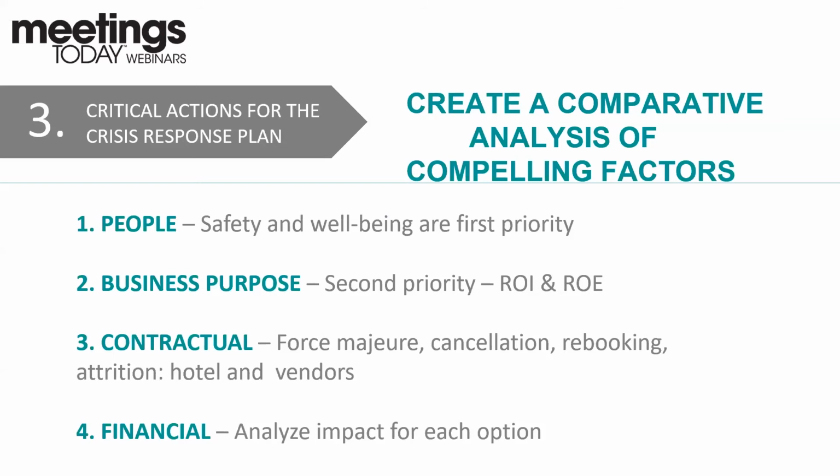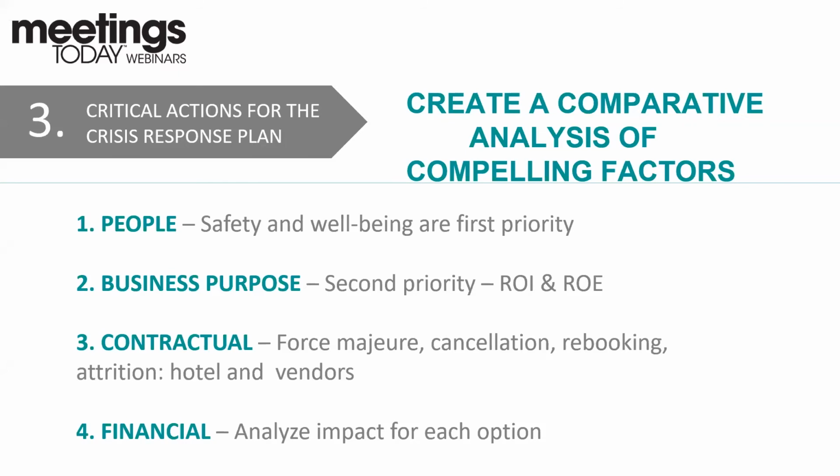What is the business purpose of this event? That's the second priority. How do you achieve the ROI and the ROE? Your attendees are looking for the outcome. Your attendees are depending on a lot of these meetings for their training, for their connection, for driving the business forward. So how else can you achieve the business purpose? The degree to which these cannot be achieved without a face-to-face meeting will drive how much risk your company is willing to take.